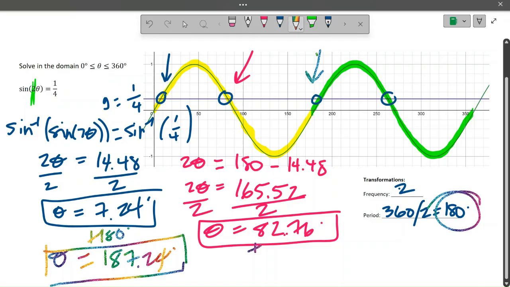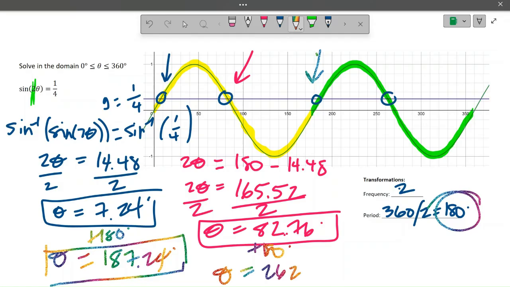Okay, I'm going to add 180 degrees here because that's my new period. And that will give me my next value within this domain, which is 262.76 degrees. My pen is really lagging. Okay, and that's this value right here.